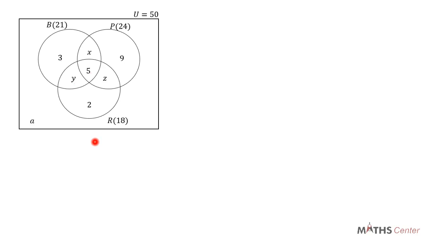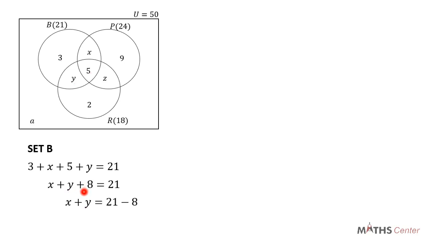We are going to begin with set B. On the Venn diagram, the total number of children in set B is 21. So if we add everything in set B together, we are supposed to get 21. In set B, we have 3, X, 5, and Y. So 3 plus X plus 5 plus Y should give us 21. This gives us X plus Y plus 8 is equal to 21. 21 minus 8 gives us 13. So X plus Y gives us 13.